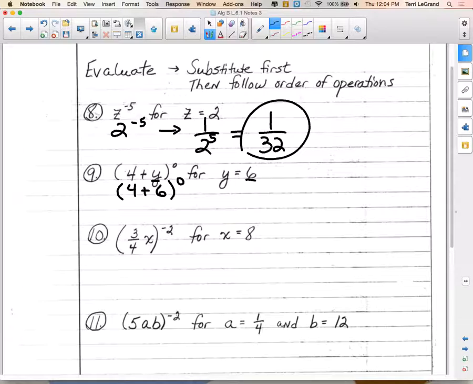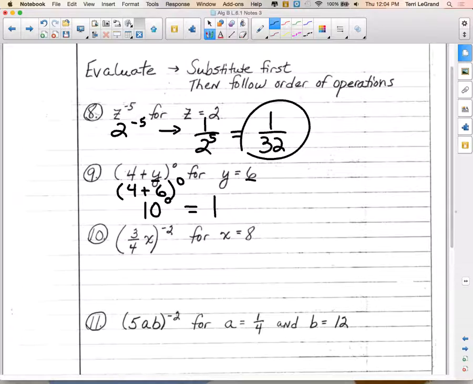Parentheses first. So 4 plus 6 is 10. So we have 10 to the 0 power, which equals 1. Anything to the 0 power is 1 except what? Negatives. No, negatives even are 0. Okay, Michaela. Do we even have to show that work if we see that 0, because you automatically know that it's going to be 1? Okay, you do, just for this reason only.